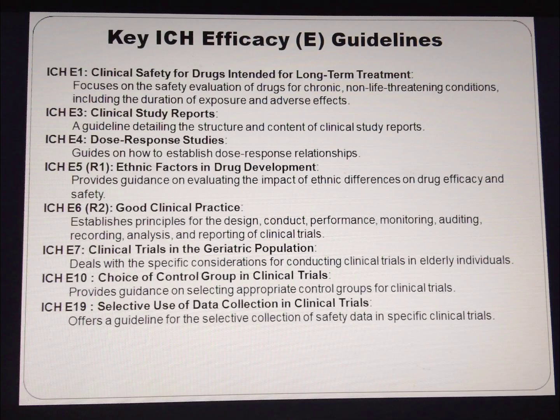ICH E7 Clinical Trial in Geriatric Population deals with the specific consideration for conducting clinical trial in elderly individual. ICH E10 Choice of control group in clinical trial provide guidance on selecting appropriate control group for clinical trial. ICH E19 Selective Uses of Data Collection in Clinical Trial. It offers a guideline for selective collection of safety data in trial.